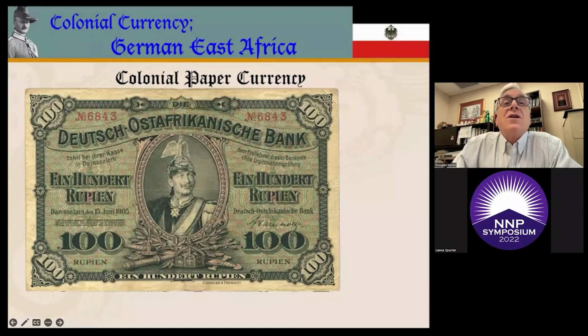The notes mostly circulated in the coastal cities, though they could be found throughout most of the colony, though coins were preferred in the interior. The last shipment of banknotes arrived in Dar es Salaam aboard the blockade runner Marie von Stettin just prior to the port's capture in 1916. So the notes were in significant use throughout that period.